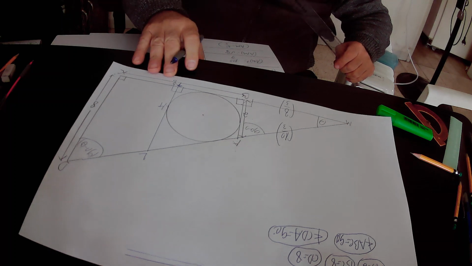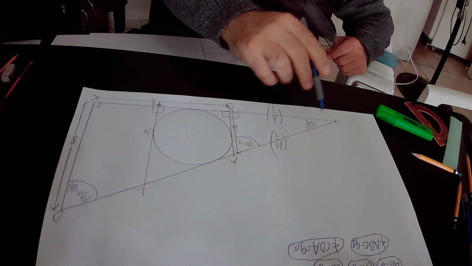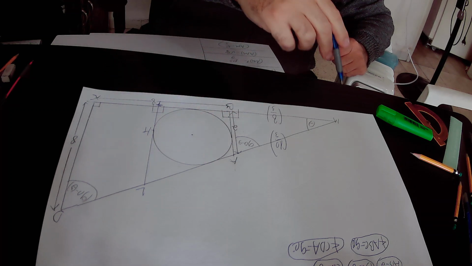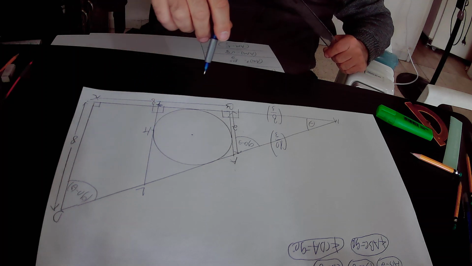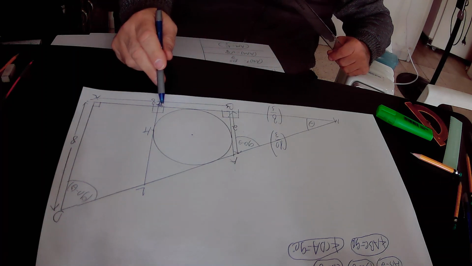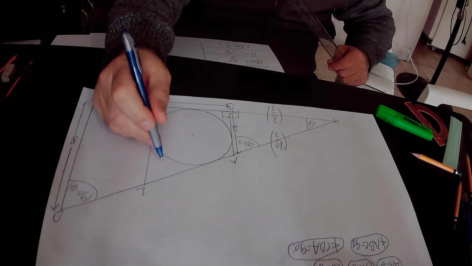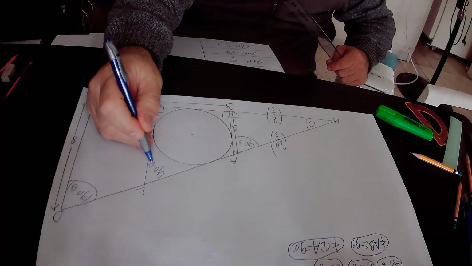By doing this construction, we created here the right middle triangle, triangle MLT. Inside this right middle triangle, triangle MLT, this angle equals theta, this angle equals 90 degrees, therefore the missing angle here must be equal to 90 degrees minus theta.